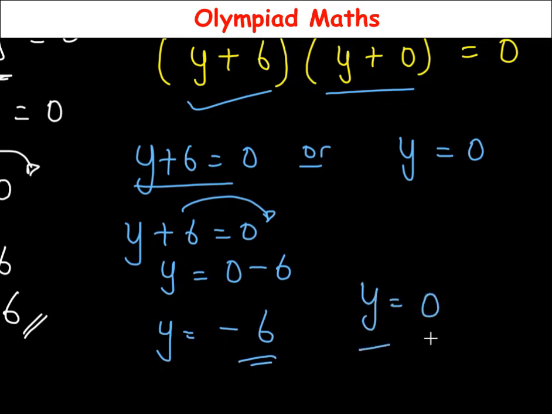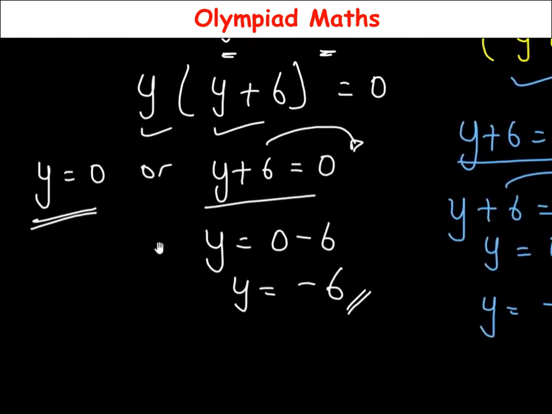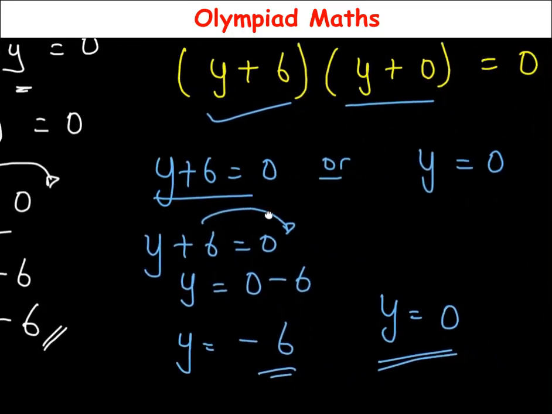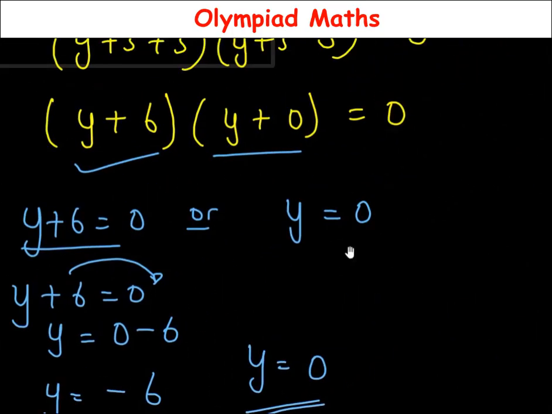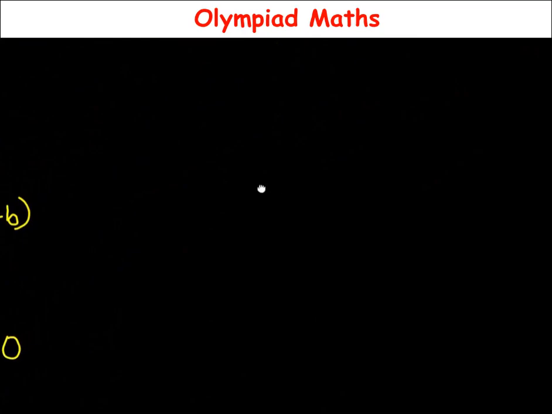So as you can see, the value of y is 0 and minus 6, the same thing as what we got using the first method. Y is 0, y is minus 6. So that is that for the second method. Let us then look at the third method.